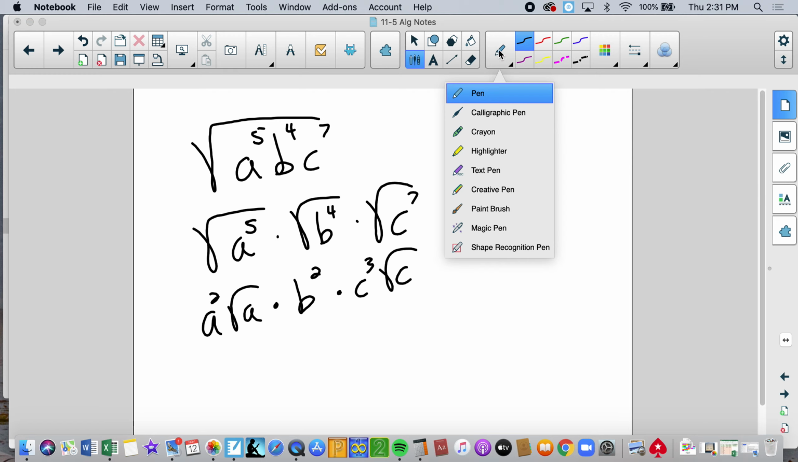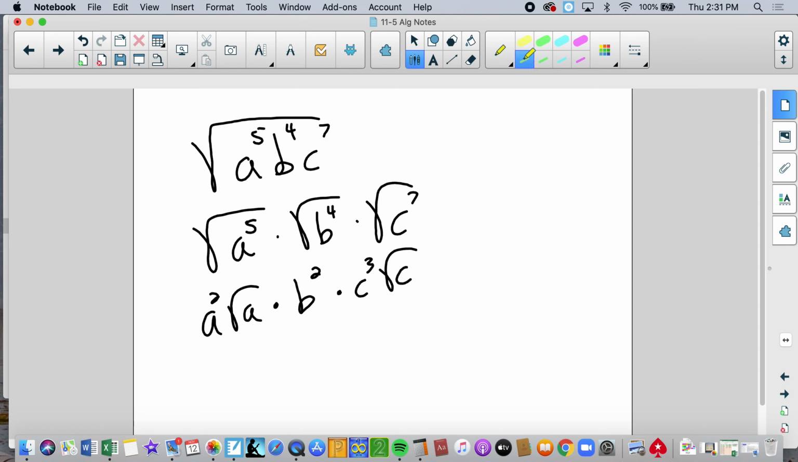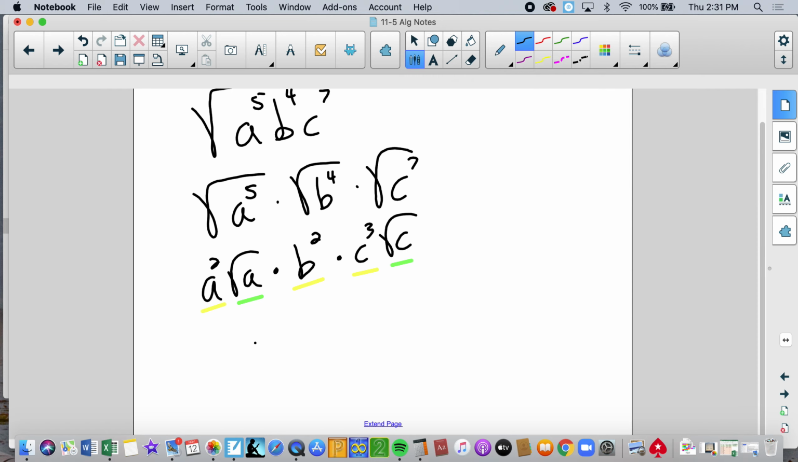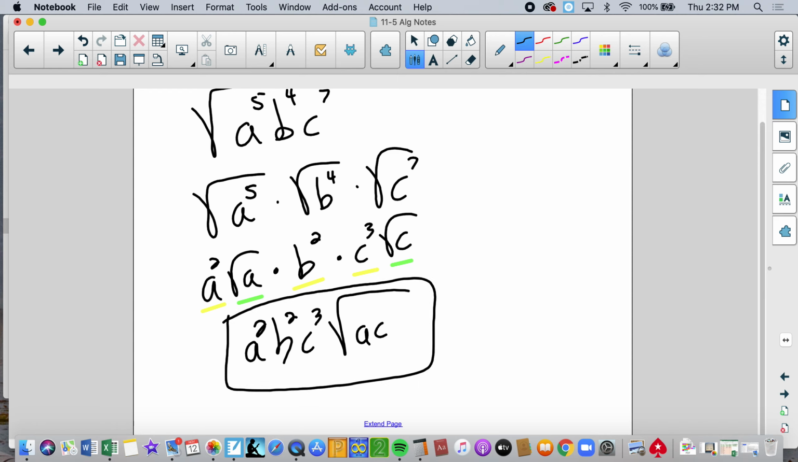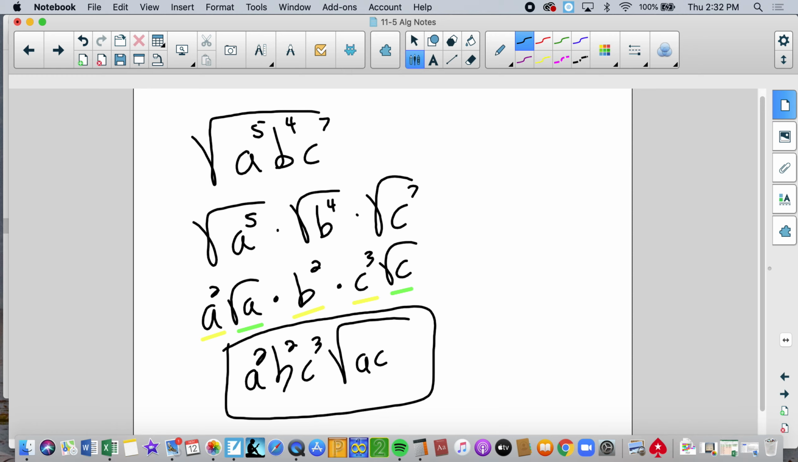So we again look and see what is on the outside. What do we have on the outside? We have an a squared, we have a b squared, and a c cubed. What do we have left over in the rads? Rad a and rad c. So let's check it out. You write all the outsides on the outside, and then the insides inside the radical. So your answer simplified would be a squared, b squared, c cubed, rad ac. That's a good advanced one.